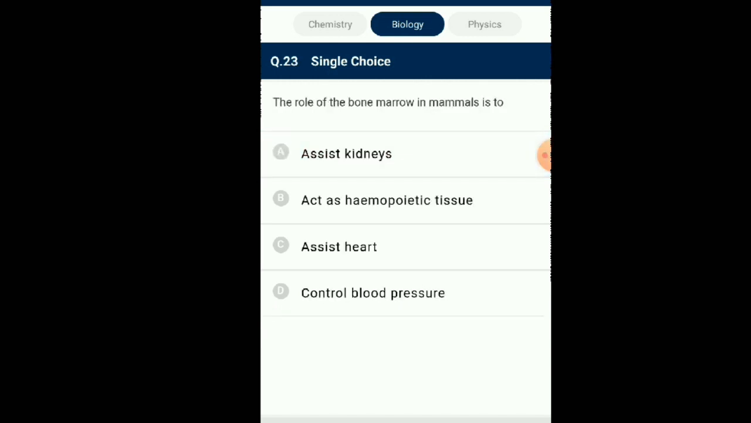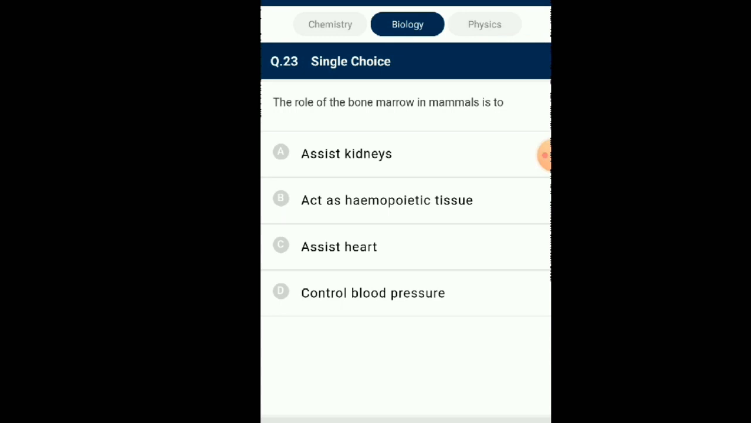Question number 23. The role of the bone marrow in mammal is to. In the central region of the hollow cavity of long bones, bone marrow is present. It is of two types, red bone marrow and yellow bone marrow. The red bone marrow in mammals is the main site of hematopoiesis.